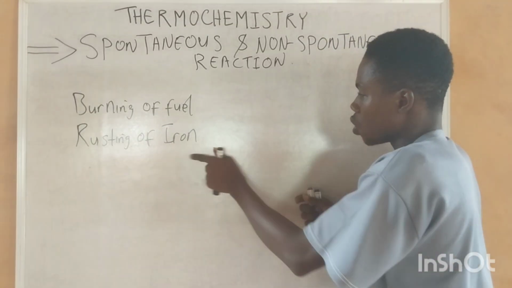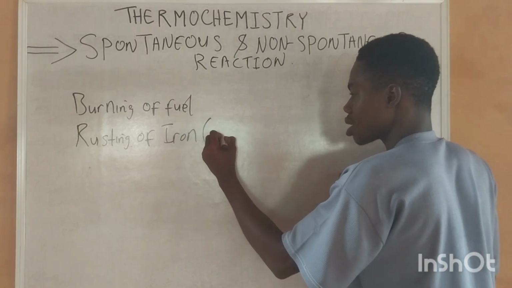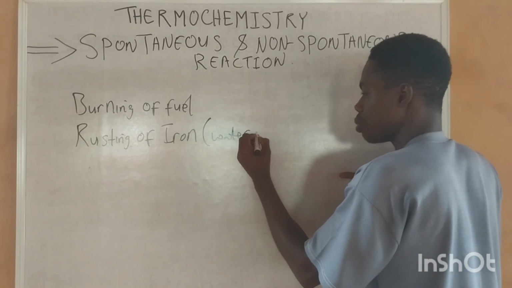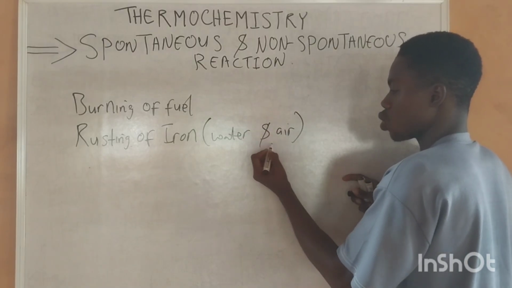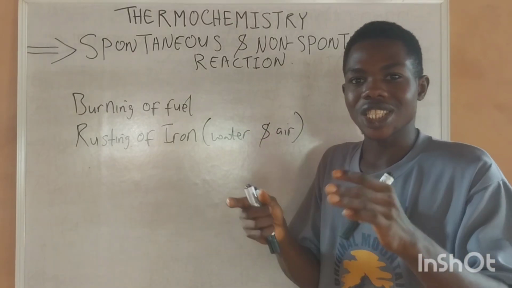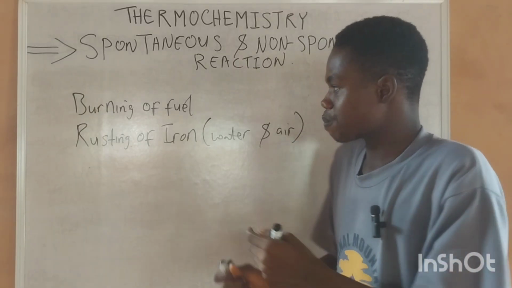You know that for iron to rust, there must be water, and it must take place in the presence of air. And you know that air contains oxygen. So they just occur naturally on their own, without any external energy. Are you seeing it now?